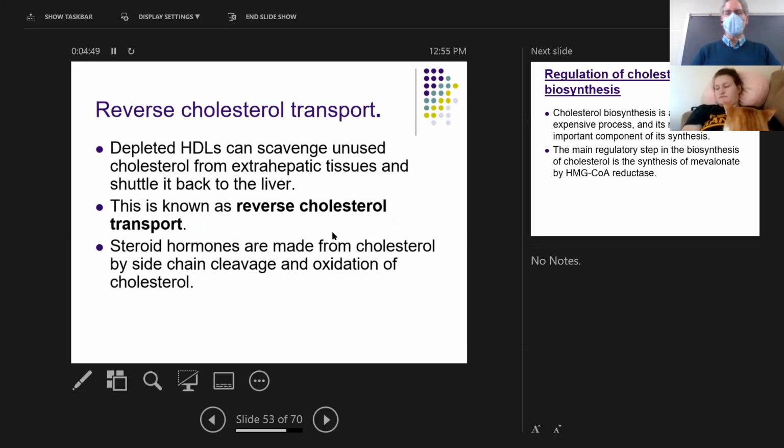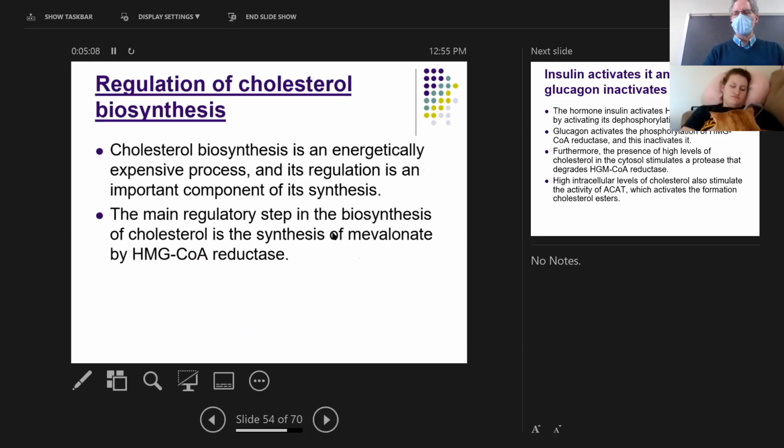All right, so then we have the reverse cholesterol transport. We already talked about this. Steroid hormones are made from cholesterol largely by side chain cleavage, side chain oxidation. That's a very interesting, albeit complicated process. We have talked already about the regulation of cholesterol synthesis. Remember, HMG-CoA reductase is the linchpin. It is the absolute linchpin for control of cholesterol.